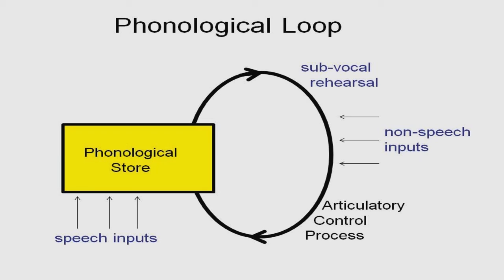So the articulatory control process has only got 1.5 seconds to refresh the information, and it takes longer to utter long words than it does short words. Hence, you're more likely to be able to retain the short words than long words, purely because it's a time frame thing, it's a time situation. And it's also been found that people who talk quickly tend to have a higher verbal span, because they can fit more into that articulatory control process, more into that 1.5 seconds.